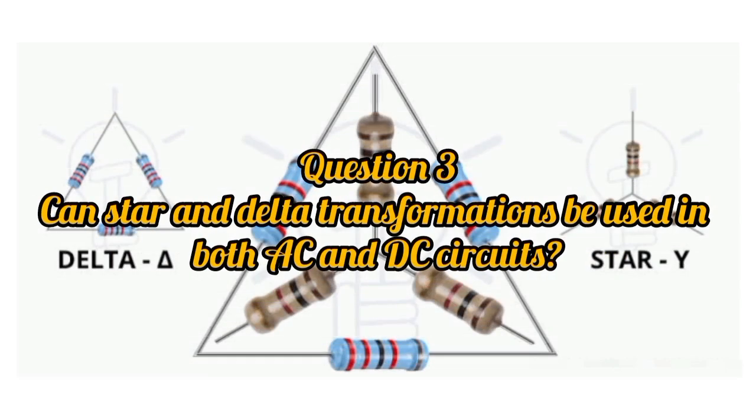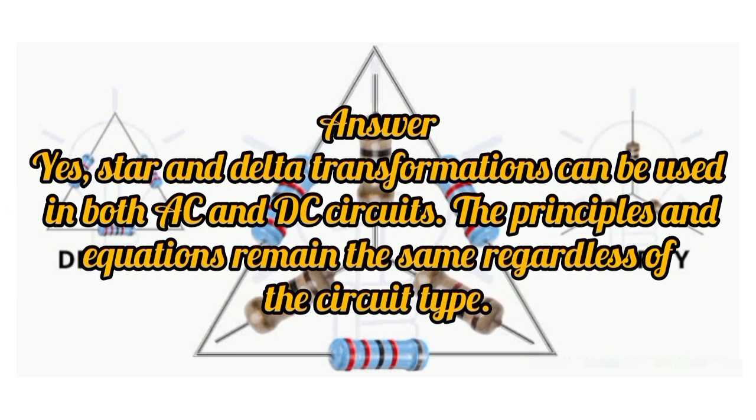Question 3. Can star and delta transformations be used in both AC and DC circuits? Answer. Yes, star and delta transformations can be used in both AC and DC circuits. The principles and equations remain the same regardless of the circuit type.